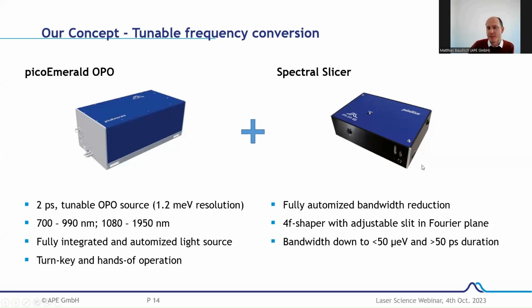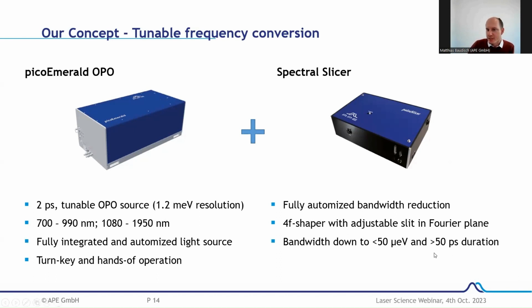And then we combine this with what we call a spectral slicer, which is a 4F shaper, essentially a 4F imaging system, where in the Fourier plane is an adjustable slit. So you reduce on purpose the spectral bandwidth of the laser. This system is fully optimized, and you can achieve extremely narrow bandwidth, down to 50 micro electron volt. If you then calculate the result, rather than pulse duration, due to the relation between the bandwidth of a pulse and the pulse duration, you can get up to 50 picoseconds.